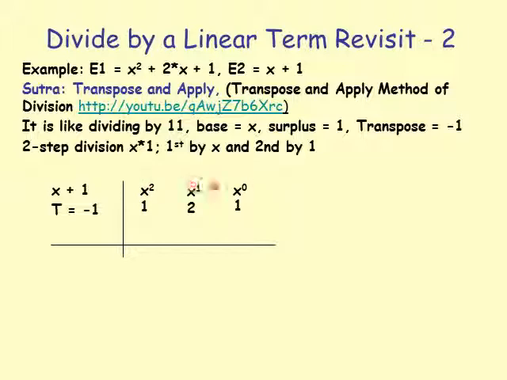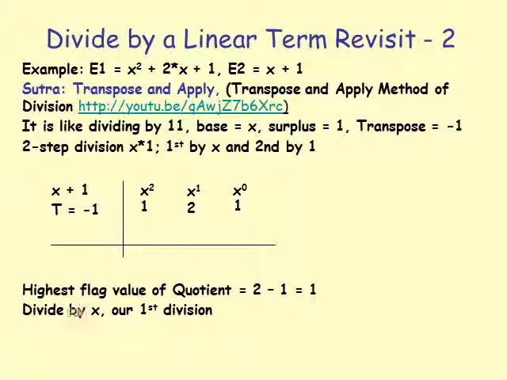And I've got these columns here: the x squared column, the x1 column, and the x zeroth column, with 1x squared, 2x, and 1. So that is my dividend here. Let's continue. The highest flag value of the answer is 2 minus 1, flag value 2 here and 1 here, and the lowest flag value is 0 here and 0 here. Let's continue. Divide by x, our first division. Let's see how we do that.